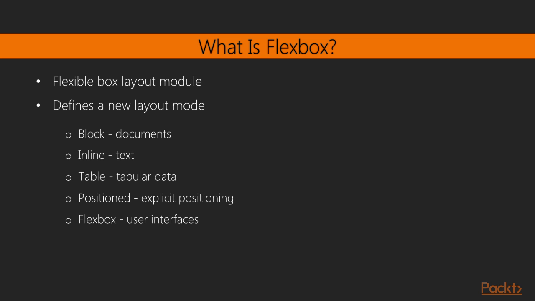The full name is Flexible Box Layout Module, and it provides a more efficient way to lay out, align, and distribute space among child elements in a parent element, even when their size is unknown or dynamic. Flexbox defines a whole new layout mode. Previously, there was block mode, which is designed for document layout. There was inline mode, which is designed for text, table mode, which is designed for tabular data, and positioned mode, which is designed for explicit positioning without much regard for other elements around it. Now there is Flexbox mode.